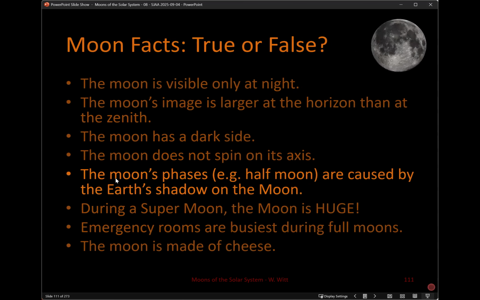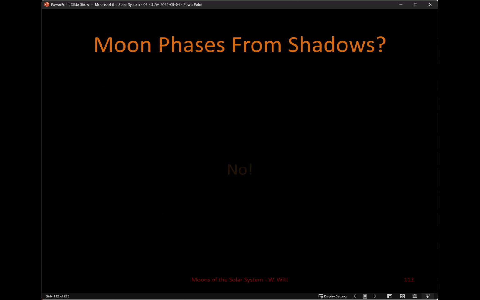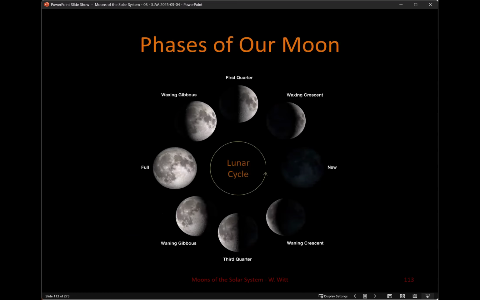Okay, the moon's phases, like half moon, are caused by the Earth's shadow on the moon. And the answer here is no, that's not what happens, right? So here are the phases of the moon, right? There's new moon and we actually don't see it. And then we get a crescent moon, a half moon, then it goes to full moon, and then we kind of go back around. But what is happening here? This is all a consequence of angles. So let's think about this a little bit.